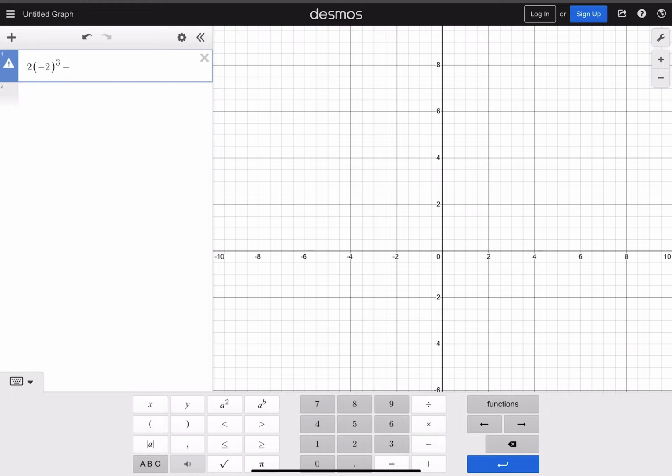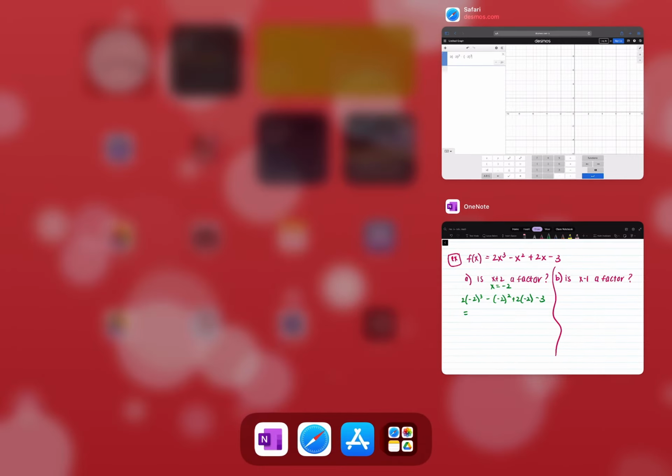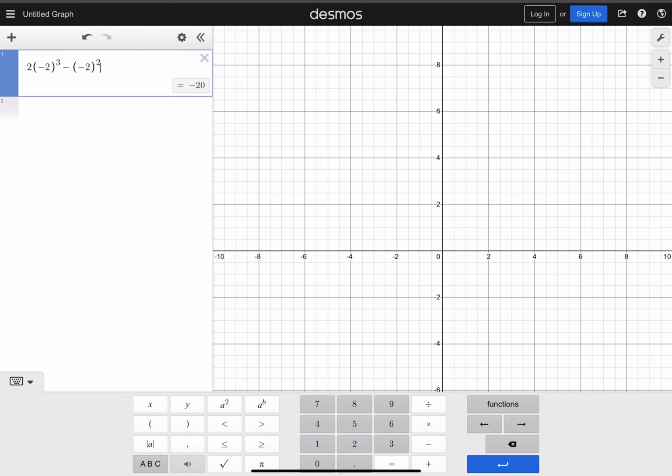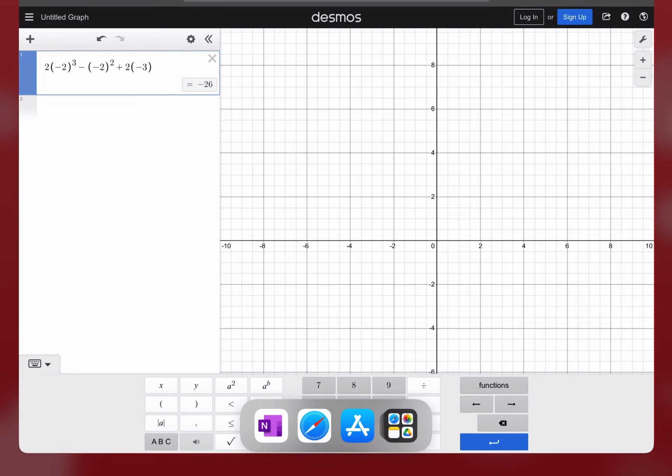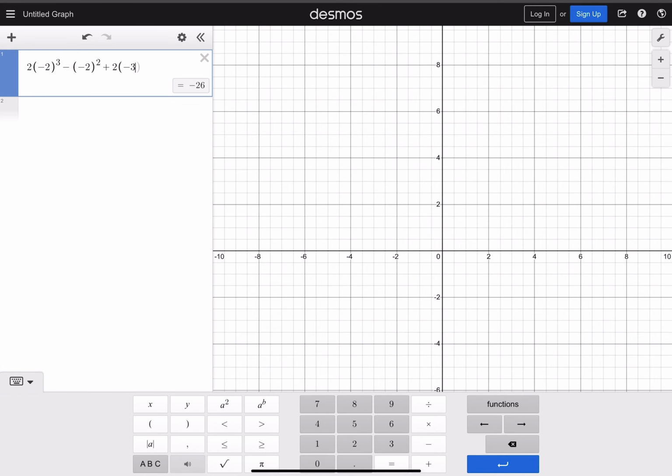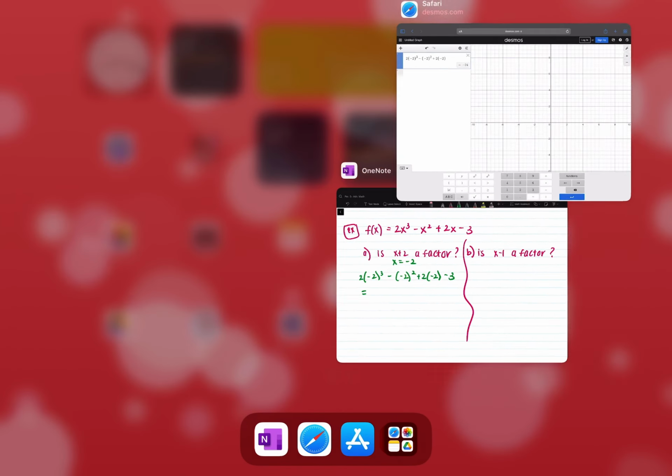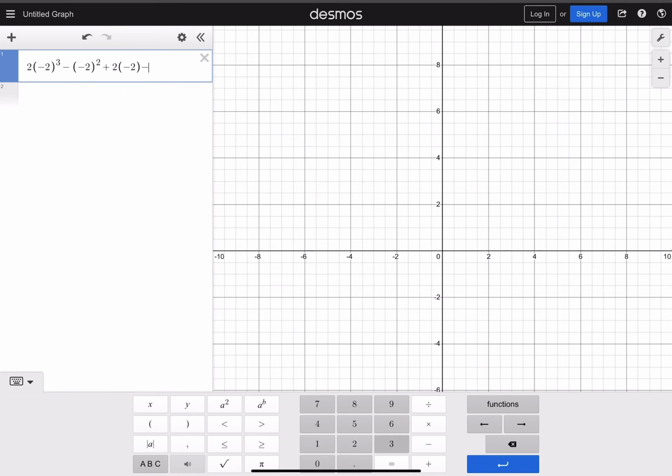-2 squared plus 2 open parentheses, -2. Sorry, I put 3. -2, and then my last one is -3. So in this case, I go ahead and get -27.